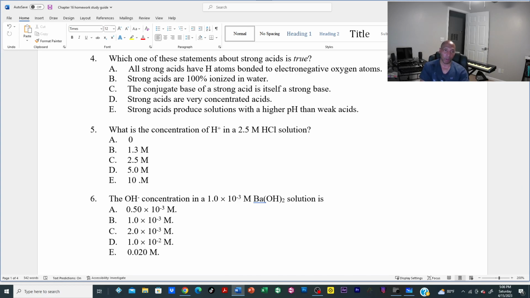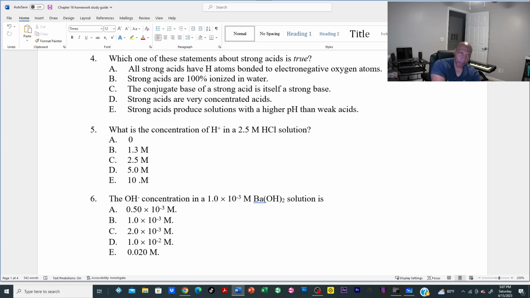That being the case, if you know the concentration of the strong acid, then you also know the concentration of hydronium ions, or hydrogen cations. So then, of course, if you get the negative log of that concentration, you will have the pH. The conjugate base of a strong acid is itself a strong base. That is so not true. The stronger the acid, the weaker its conjugate base. So of course the answer is not C, and we know it's not A. So of course the answer is B. But let's go ahead and look at D and E to see why that's not the answer either. D, strong acids are very concentrated acid.